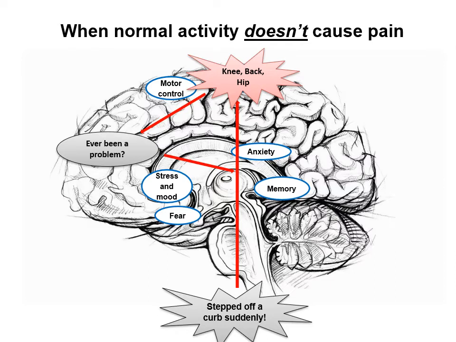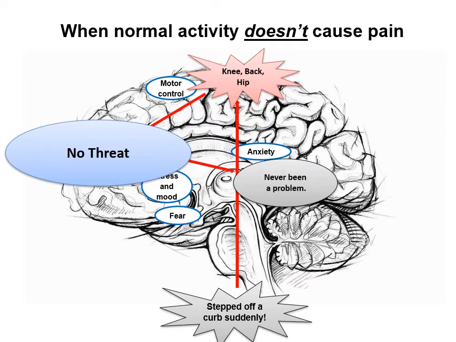It then checks with the memory centers and wants to know, have I ever had a problem stepping off a curb? Have I ever had any problems or prior injuries to my right lower back, hip, knee, or foot? For this example, we'll say that this person has not had any issues stepping off a curb, and they have not had any severe injuries or issues with those areas of the body. So there is no threat. Now let's see what doesn't happen next.